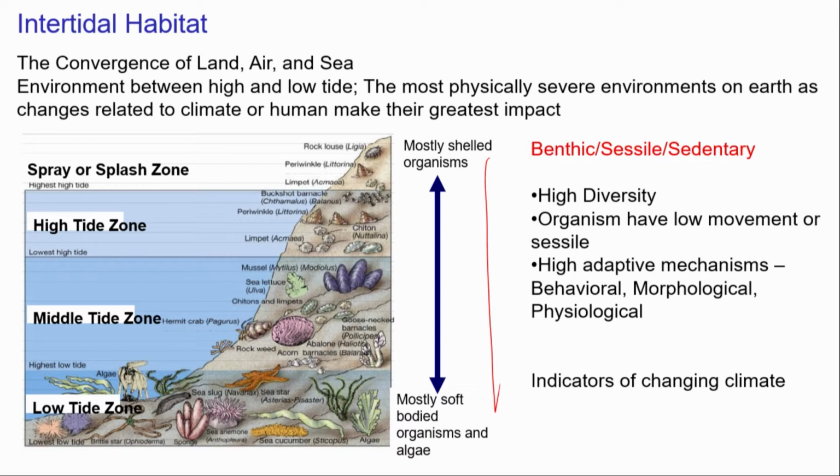So we have high diversity, organisms with low movement, and high adaptive mechanisms, in terms of behavioral, morphological and physiological adaptations that they have to take. Recently, studies have said that these organisms can be used as indicators of the changes that are happening in the environment.